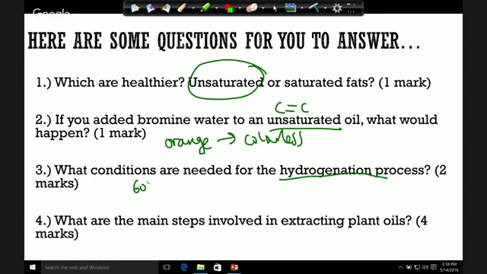You need 60 degrees C, 1 mark, and a nickel catalyst for the second mark. The final question says, what are the main steps involved in extracting plant oils for 4 marks?